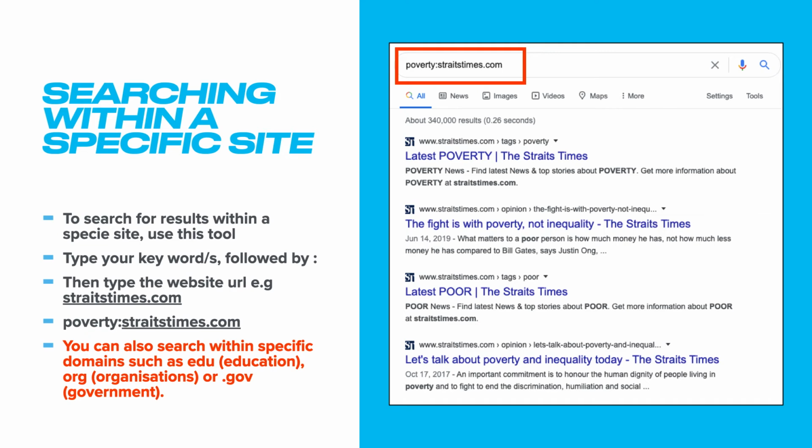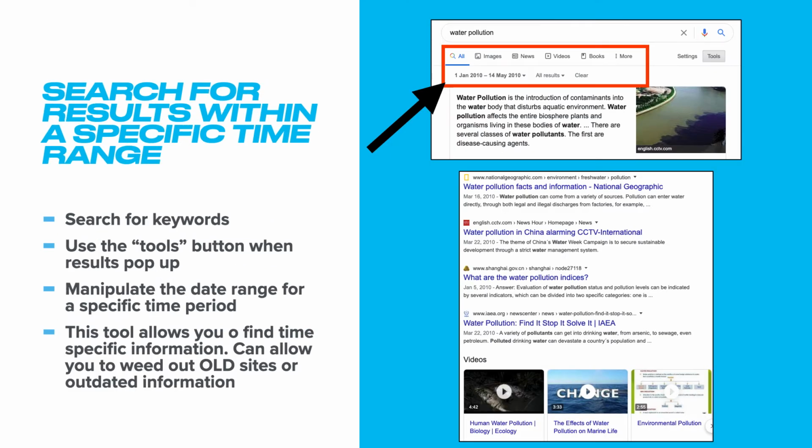Alright, the next one is about searching for results within a specific time. So I can look for more updated websites. Sometimes when you search, you get results from years and years ago that are outdated and they don't actually mean that much anymore, or they might not be accurate anymore.